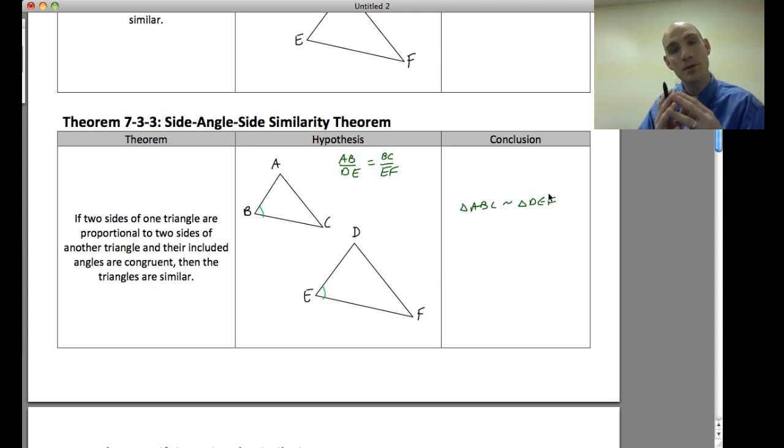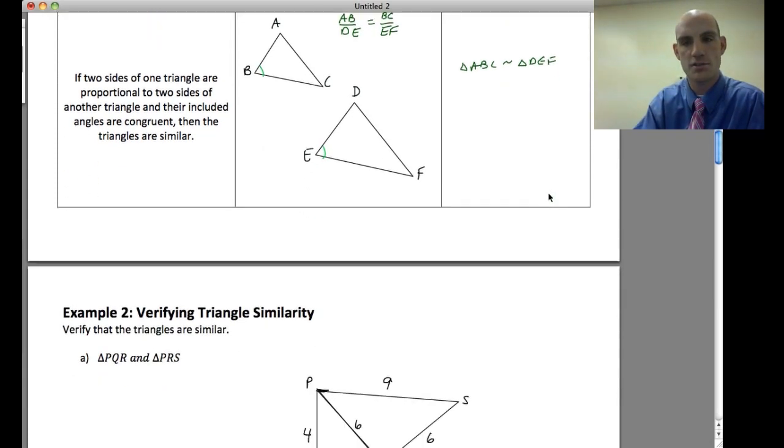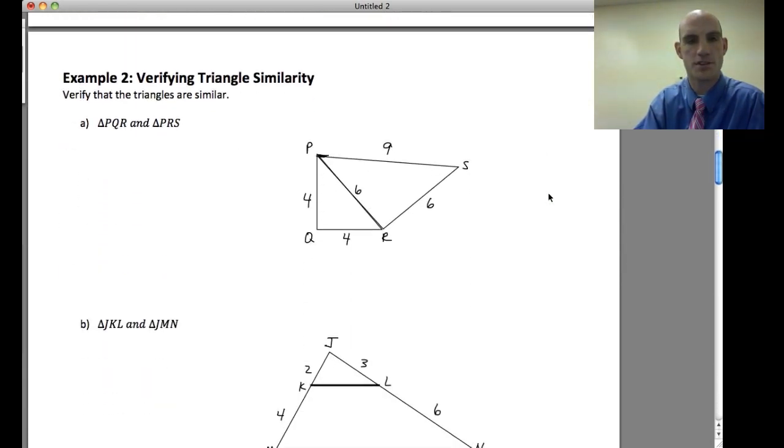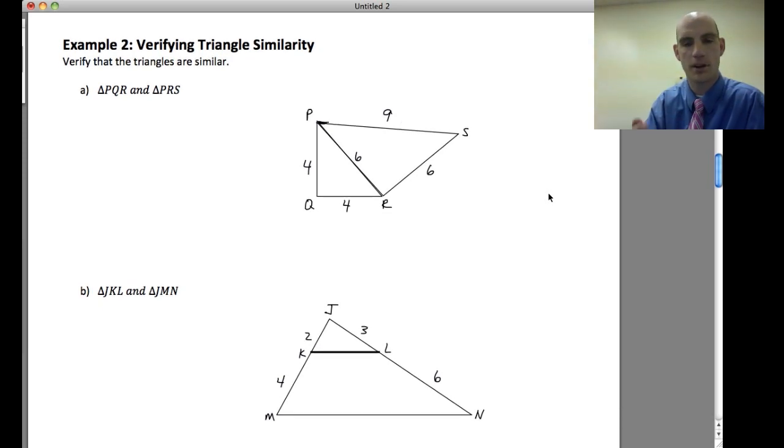We're talking about similarity, so it's important to remember that this is not about congruence. It's about proportional sides and congruent angles. Okay? Let's use this info for example 2. Here's two examples that I'm going to do, and then you can try one. Okay? Verify that the triangles are similar. So triangle PQR and PRS.